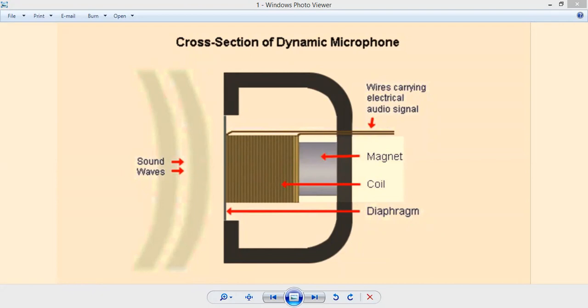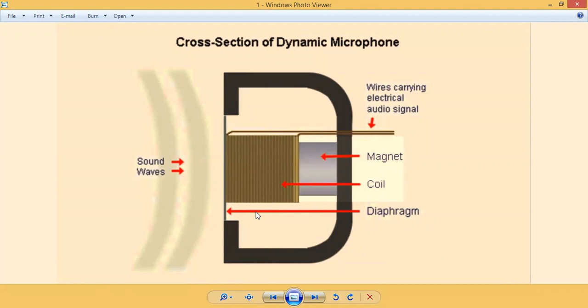If you see the screen, you will find that these are the original sound waves. Physical sound waves are there. These sound waves hit this diaphragm. As you can see here, the diaphragm is there. This diaphragm can vibrate, means it is a flexible diaphragm. And to this diaphragm, one coil is connected, and this coil is wound around this magnet. The two terminals of that coil are taken out, and these two terminals generate the electrical sound wave. So microphone is nothing but your transducer, which converts physical quantity of sound to the electronic quantity of sound.